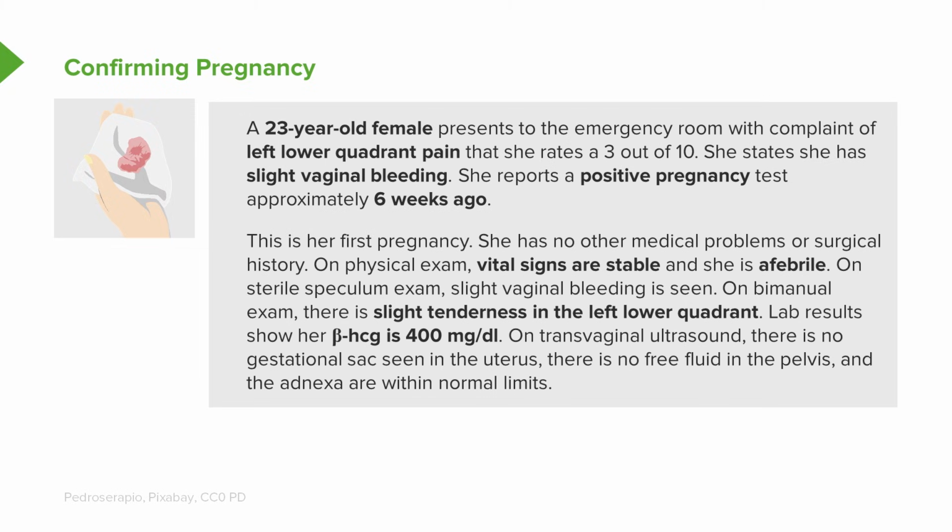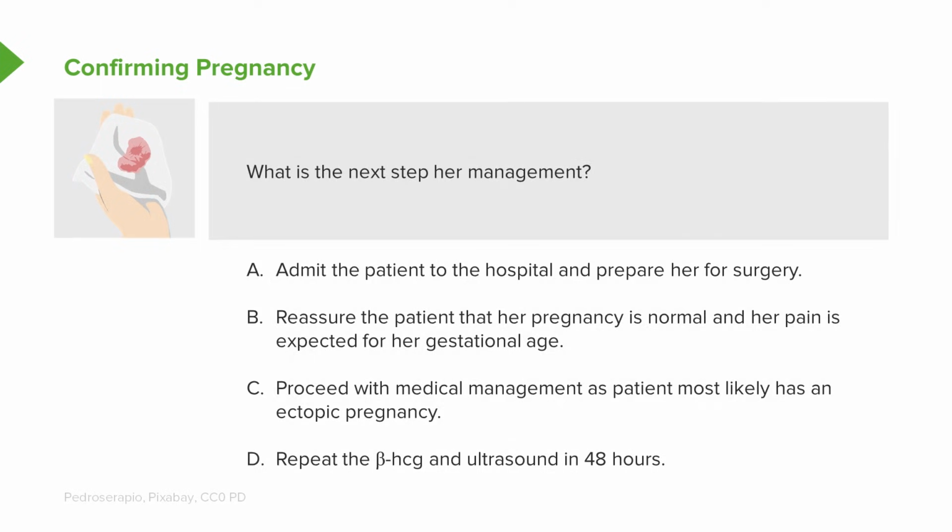On physical exam, vital signs are stable, and she is afebrile. On sterile speculum exam, you see slight vaginal bleeding. And then on bimanual exam, she has slight tenderness in the left lower quadrant. Lab results show that her beta-HCG is 400 milligrams per deciliter. On the transvaginal ultrasound, there is no gestational sac in the uterus, there is no free fluid in the pelvis, and the adnexa are within normal limits.